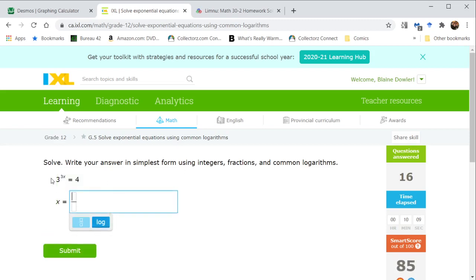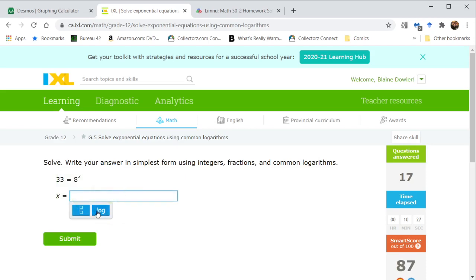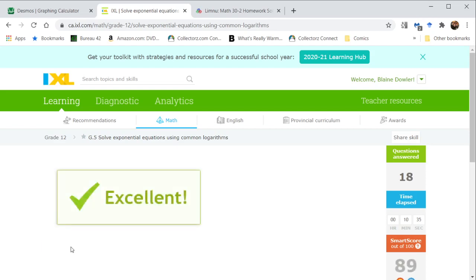And here, normally, if it was just exponent x, then we would have the log of 4 divided by the log of 3. But it's not just x, it's 3x, so we have to divide our fraction by 3. And then this is another straightforward change of base with the common log. That's the log of 33 divided by the log of 8.